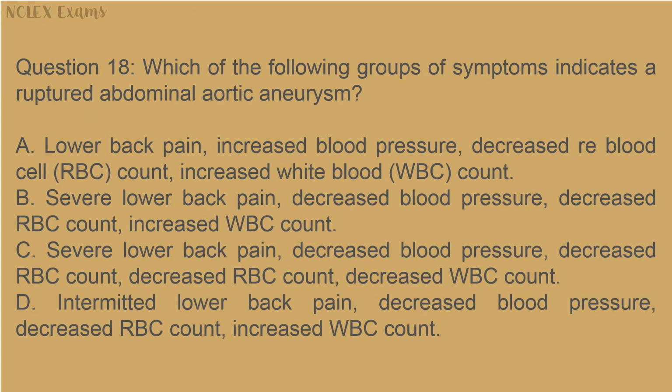Question 18. Which of the following groups of symptoms indicates a ruptured abdominal aortic aneurysm? A. Lower back pain, increased blood pressure, decreased red blood cell RBC count, increased white blood cell WBC count. B. Severe lower back pain, decreased blood pressure, decreased RBC count, increased WBC count. C. Severe lower back pain, decreased blood pressure, decreased RBC count, decreased WBC count. D. Intermittent lower back pain, decreased blood pressure, decreased RBC count, increased WBC count.